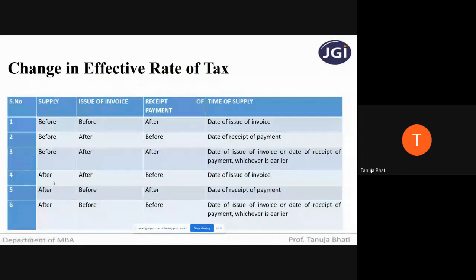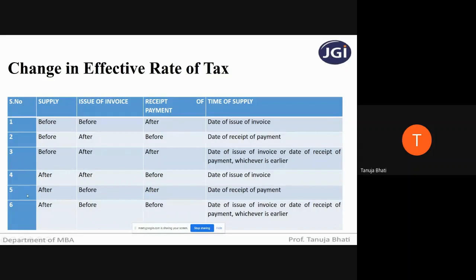Next, if the supply is afterwards and the issue of invoice also is happening after the change in the rate of tax, but the payment you have already received before the change in the rate of tax, then the date of issue of invoice is the date on which the rate applicable will be the rate charged.